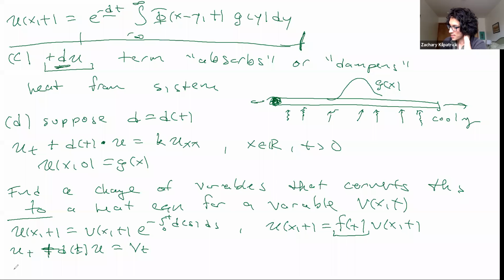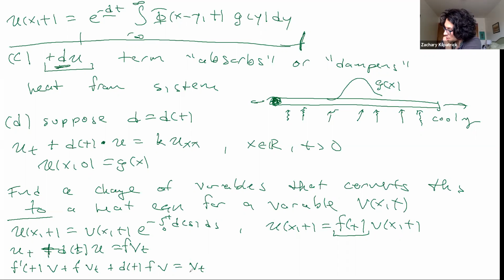So in this case, what you would get is f prime of t v plus f times v sub t plus d of t times f times v is equal to v sub t, right? Excuse me. So yeah, you can have an f here, that's fine, because that's going to be in front of everything anyway.